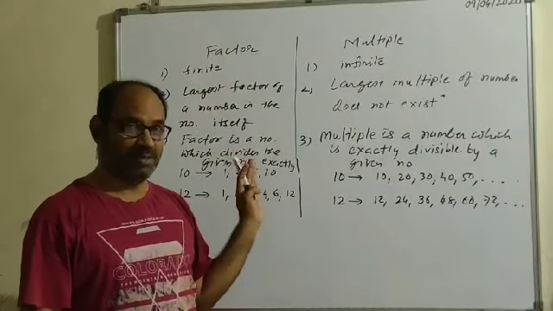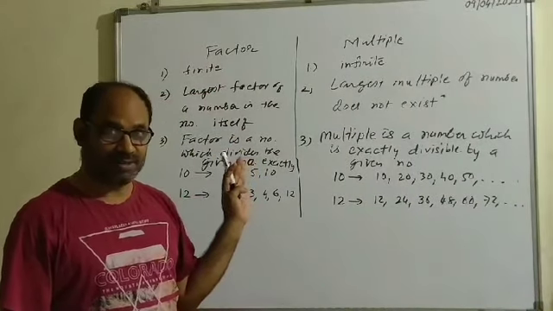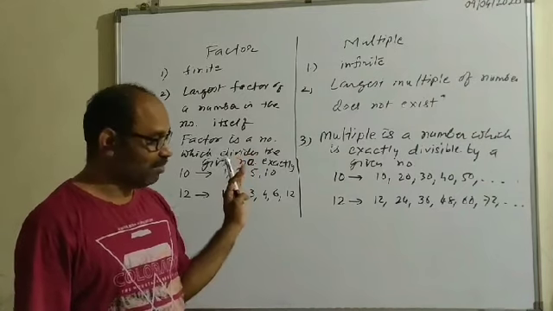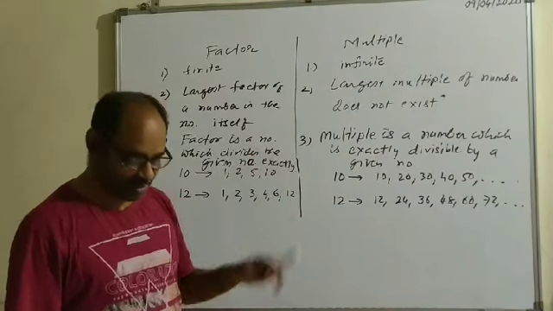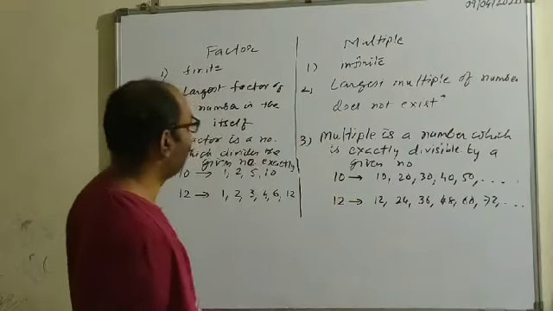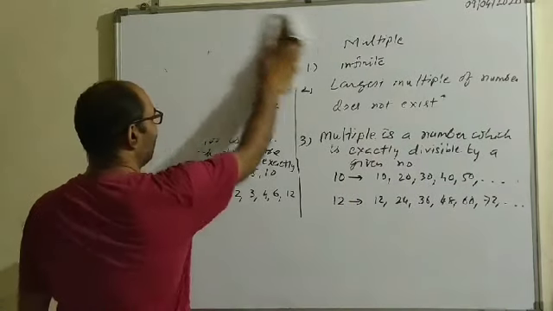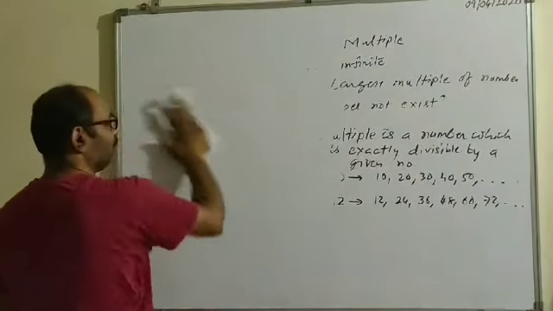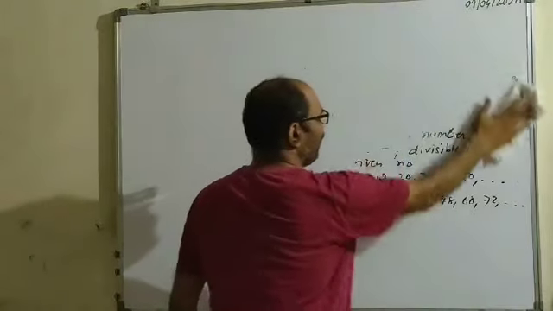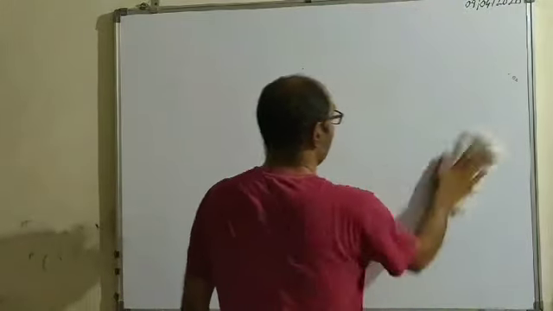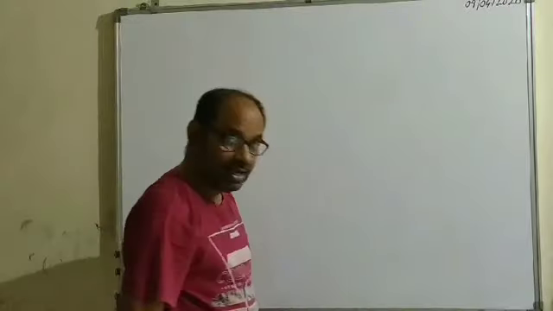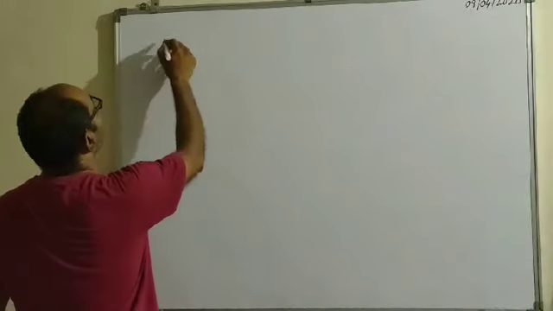Please pay attention and observe it nicely, because when I give you homework, there will be some tricky questions to answer. So we are done with factors and multiples. Let's see what prime and composite numbers are next.